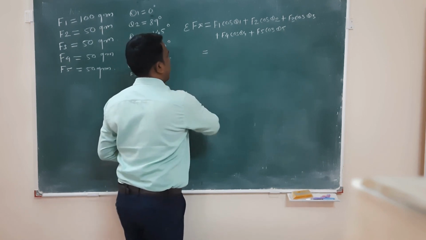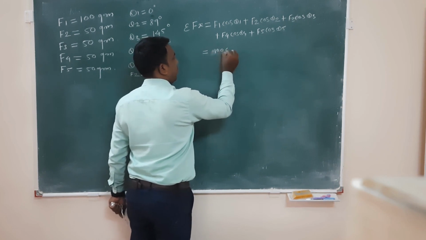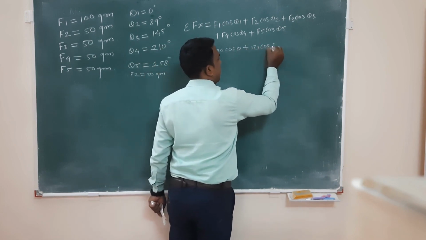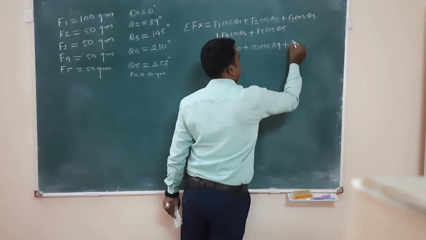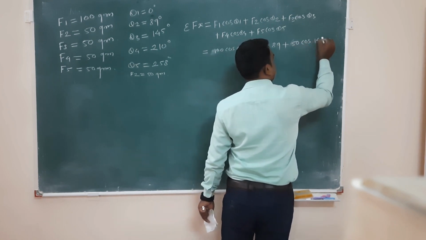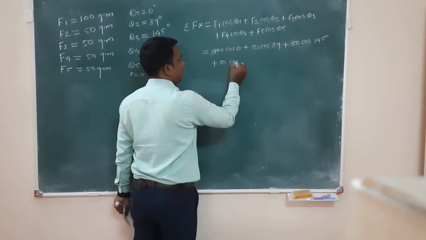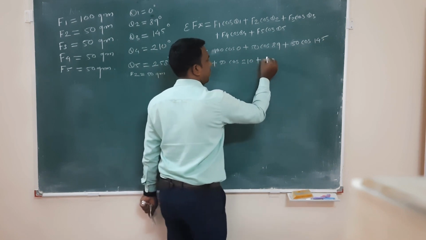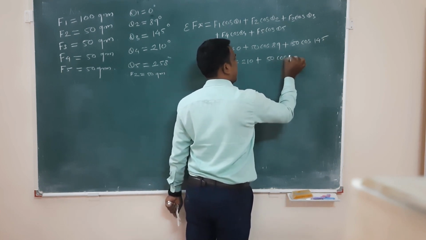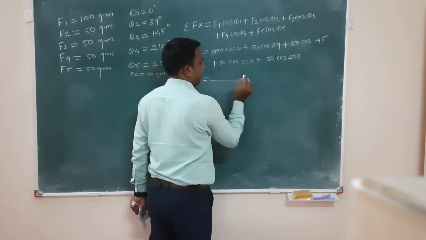So यहाँ पे put करेंगे F1 cos theta 1 की value, F1 है 100 cos 0 plus 50 cos 89 plus 50 cos 145 plus 50 cos 210 plus 50 is the F5, value of F5 cos 258. So here we have to find out the value of summation of Fx, which is given as in terms of graph.